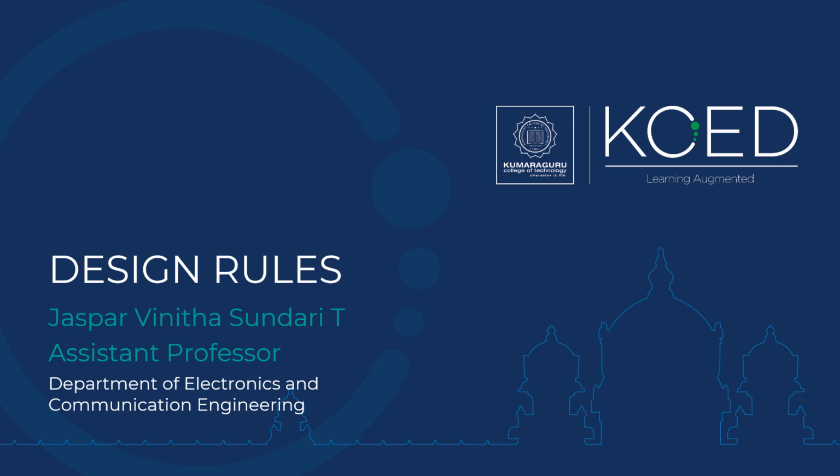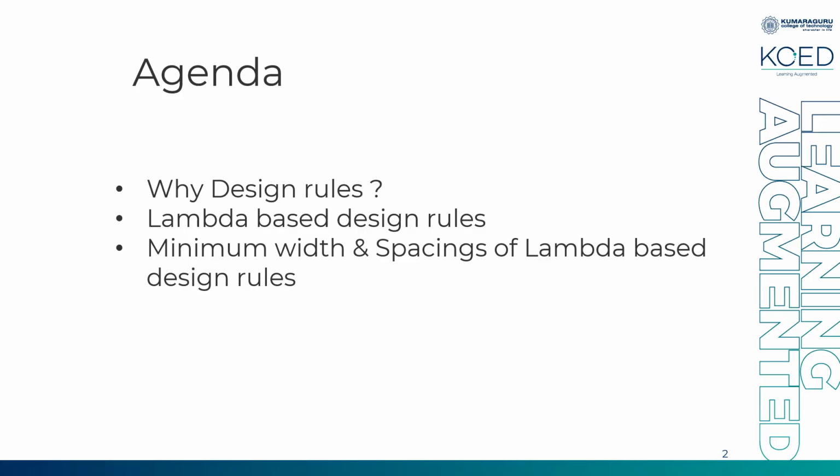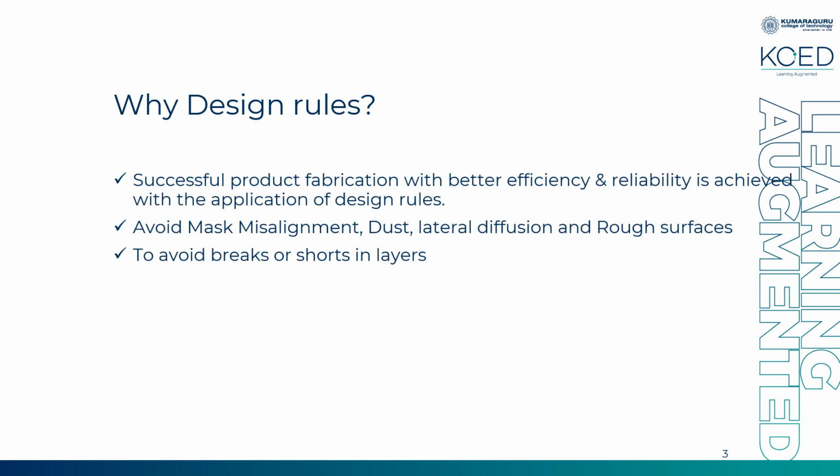In this video, we'll be learning about design rules. First, we'll learn why we should follow design rules, and we'll see a glimpse of Lambda-based design rules and the rules associated with it. First, why should we follow design rules? If you want a good product to be obtained after fab, then you have to follow the design rules. So, what do the design rules have to do with the performance of the product?